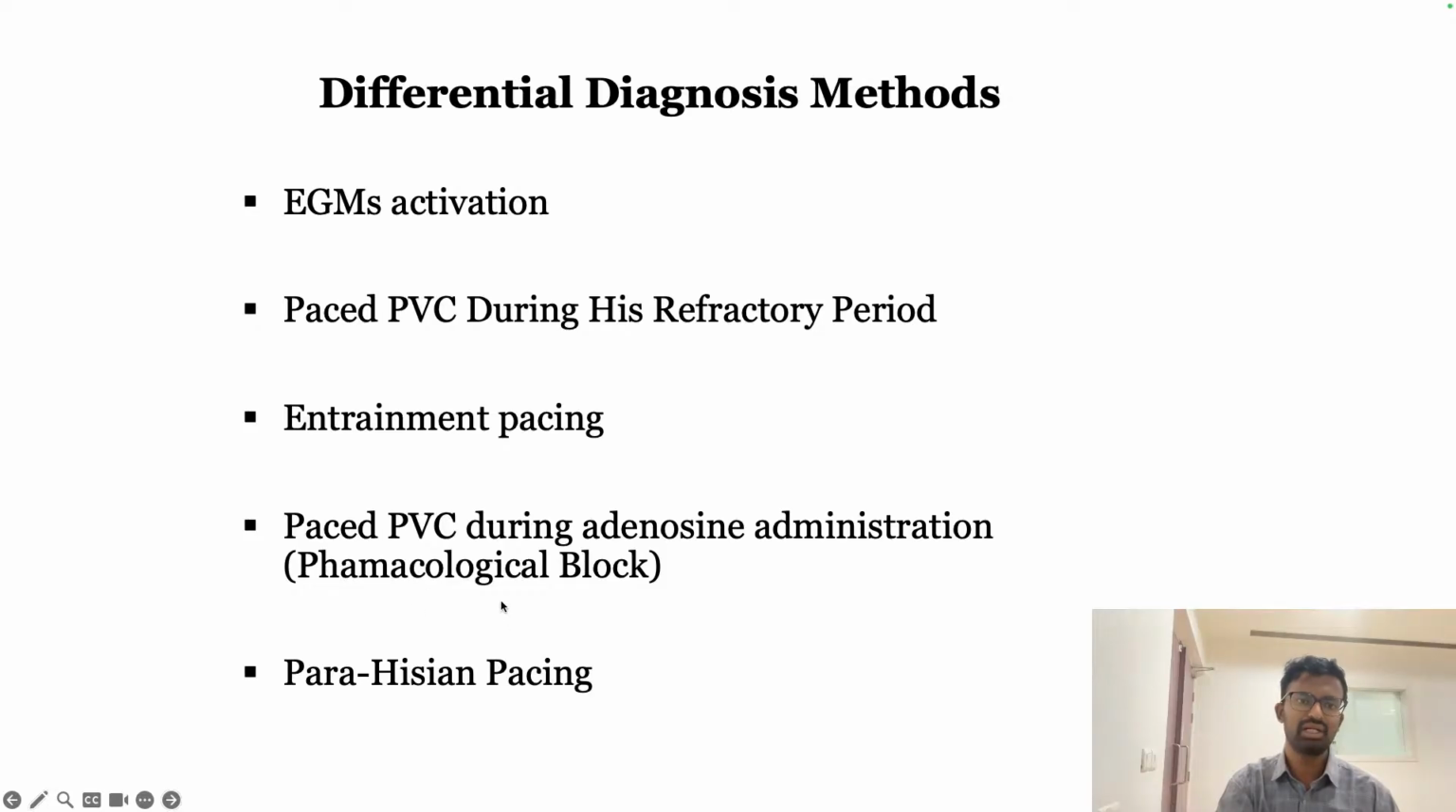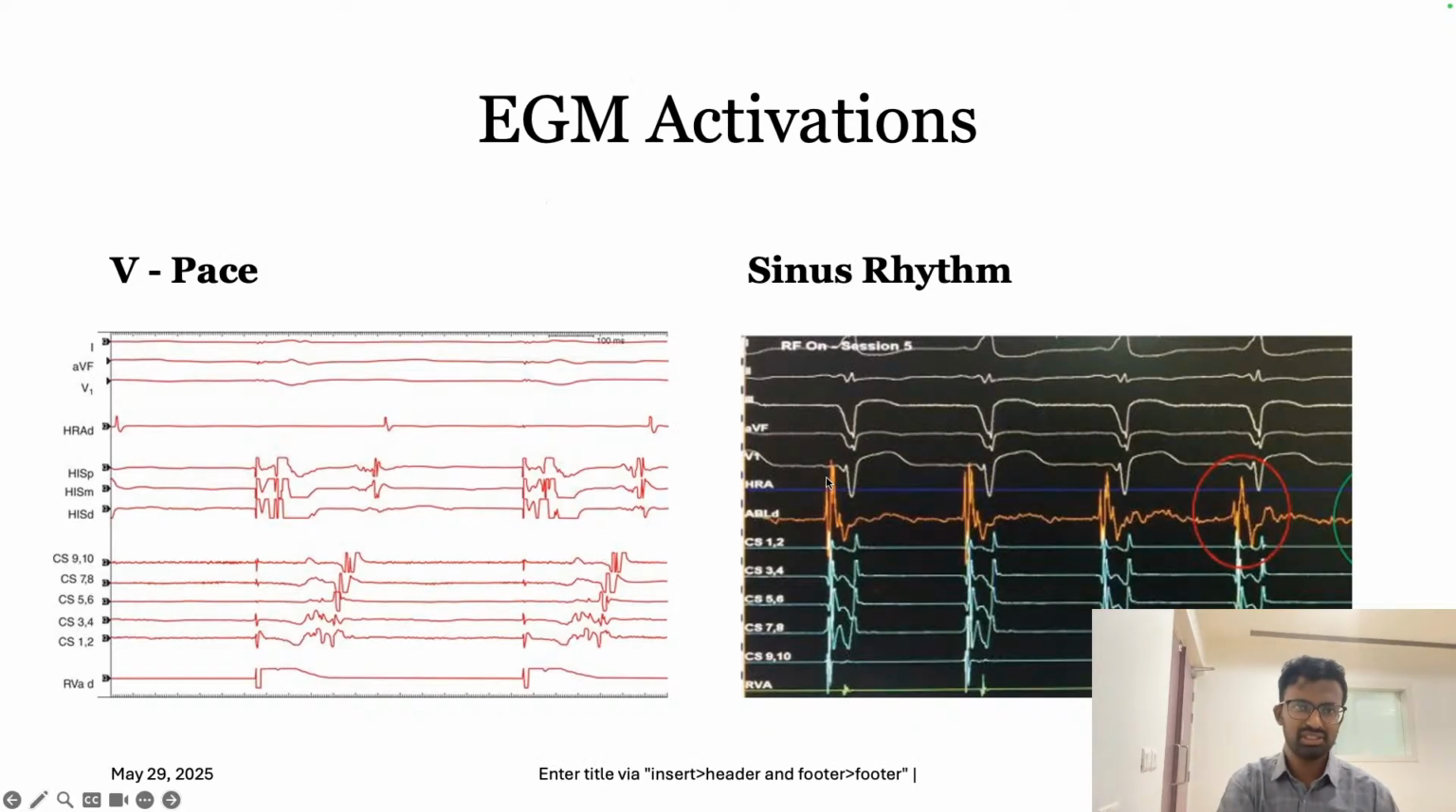The para-Hisian pacing we can do if the patient has an anteroseptal or para-Hisian pathway or a mid-septal pathway in orthodromic AVRT cases. And adenosine is for when the patient has any kind of intermittent pre-excitation or we are not able to diagnose it. Pharmacologically, we block the node and see whether the pathway is there or not. In the next slide, I'm going with the EGM activation.